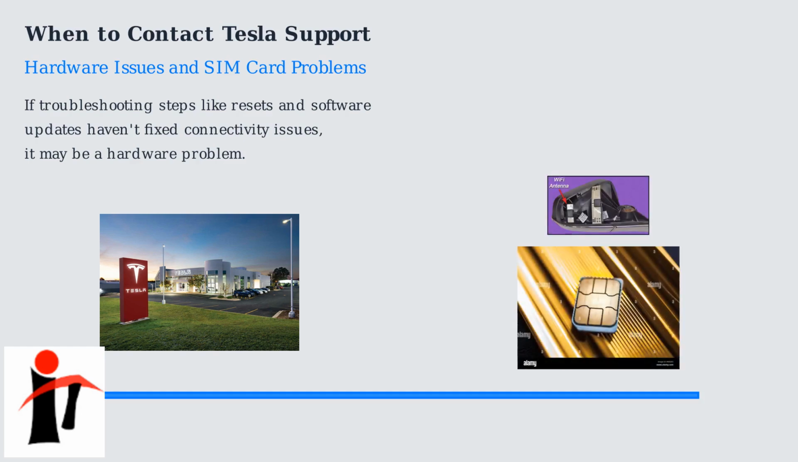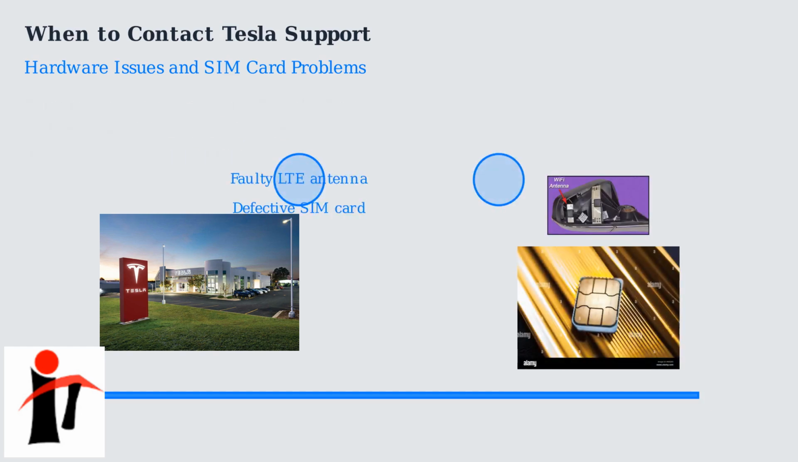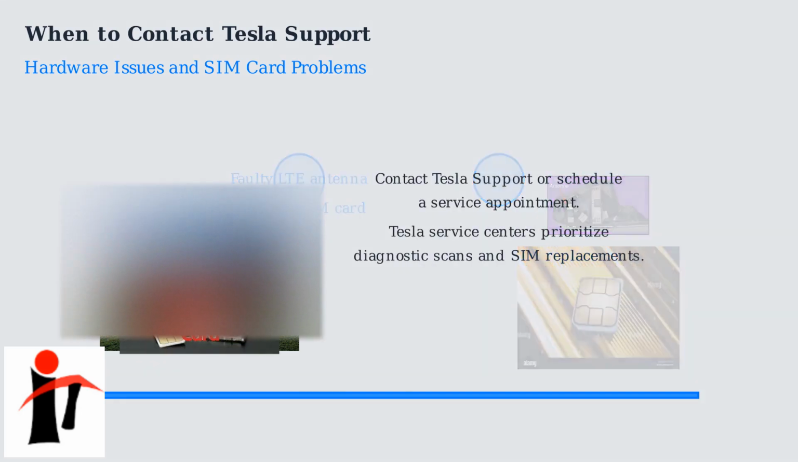A faulty LTE antenna can prevent proper cellular signal reception, while a defective SIM card fails to establish the data connection. These components are integrated into the vehicle's hardware and require specialized diagnostic tools for replacement. Contact Tesla support through their app or website to schedule a service appointment.